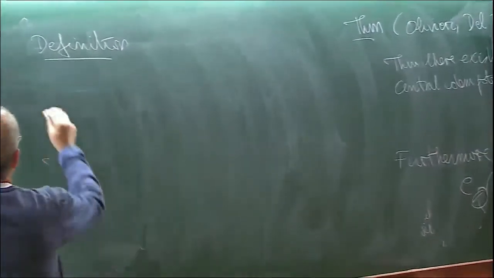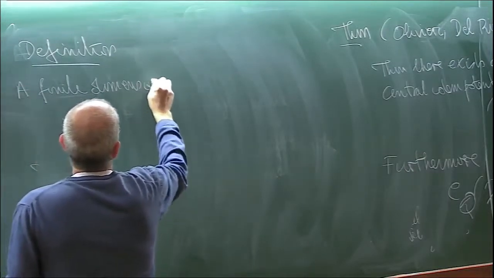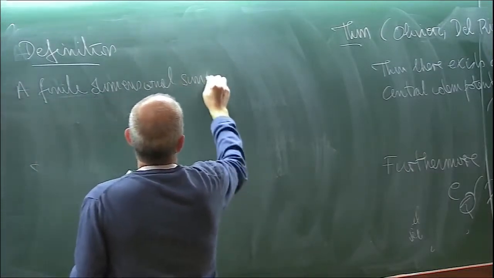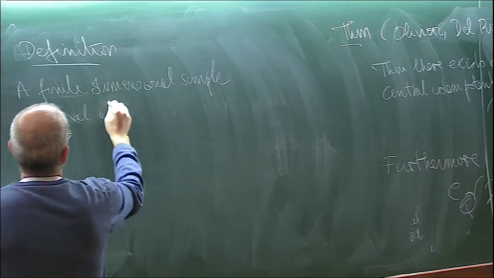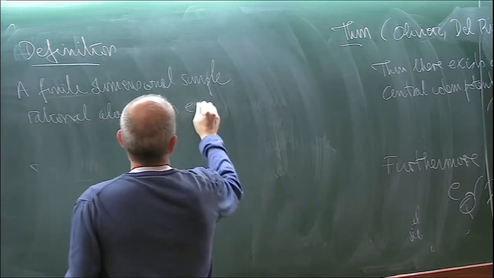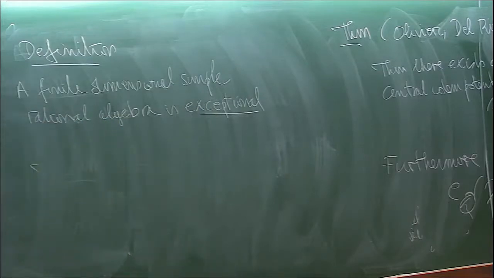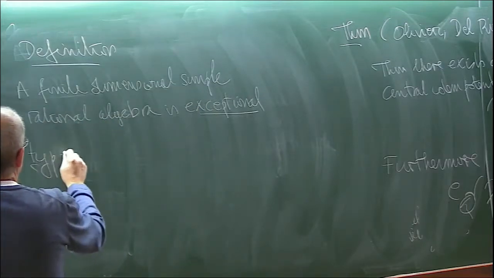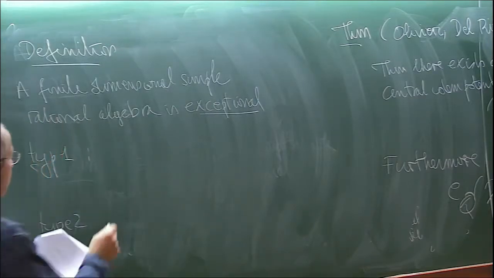Okay. So a finite dimensional simple rational algebra. So it's a simple algebra A that is an algebra over Q, and it's finite dimensional, and we call it exceptional. This is the word I'm defining. Well, there are two types, type 1, type 2. Type 2 is a non-commutative division algebra.